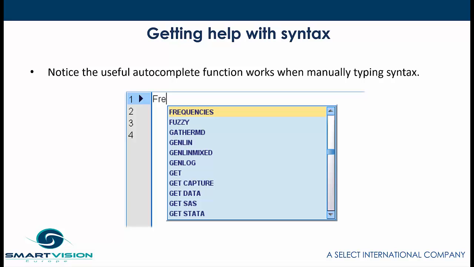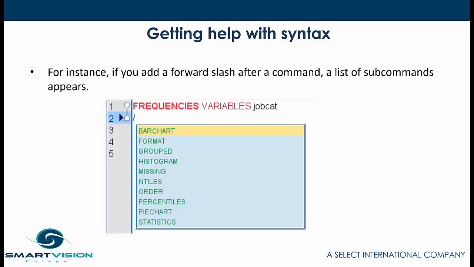It's also really useful if you're trying to remember the names of fields. If you can remember the first few letters of a variable or a field name, it'll often autocomplete that or offer you a list of field names that it thinks are the ones you're trying to type in. Also, if you add a / after a command, it will show you, for example, the list of subcommands associated with that. So here at frequencies, we can see things like bar charts, histograms, percentiles, and pie charts popping up. So again, that's quite useful.